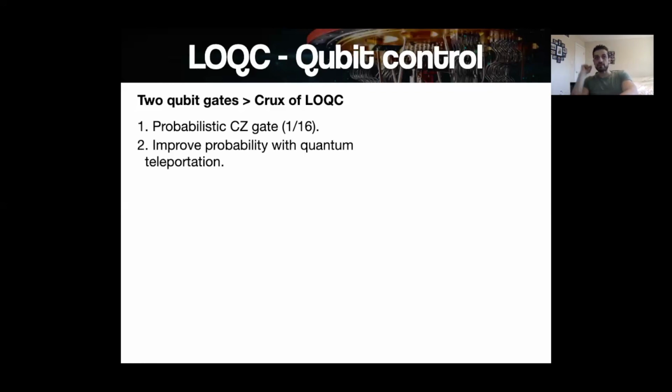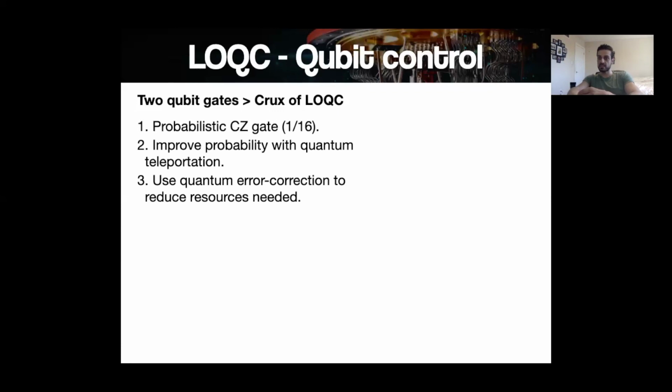We can use, however, a phenomenon known as quantum teleportation to improve this probability. I'm going to speak very briefly about what quantum teleportation is, but I'll explain enough of it to understand how this works. And then ultimately, you can use the process of error correction, which I've alluded to before, to reduce the number of resources needed. So you build your probabilistic control Z gate, you improve the probability with quantum teleportation. However, by improving this probability, you're going to add a ton of resources. And then what you can do to reduce the number of resources is take advantage of error correction.